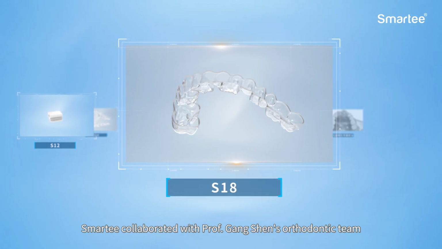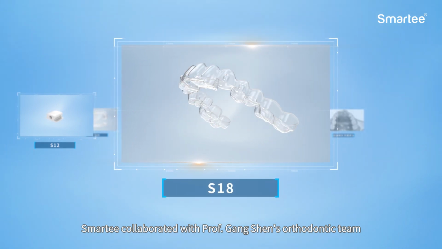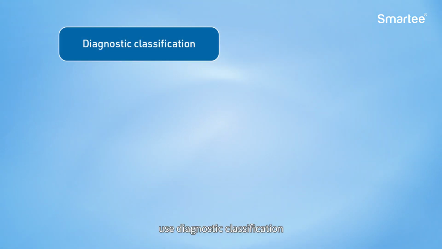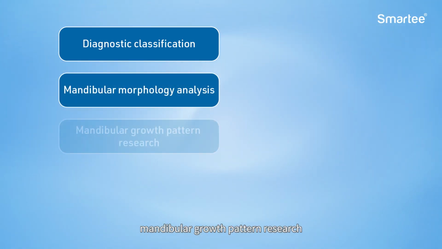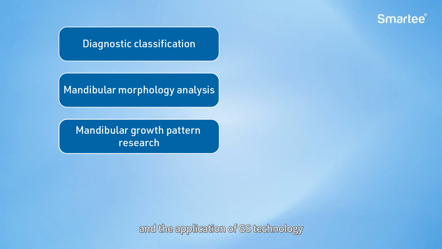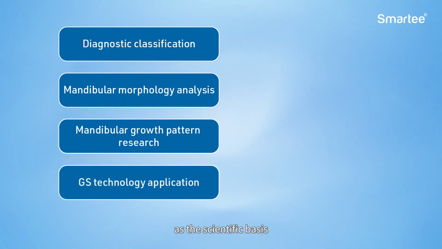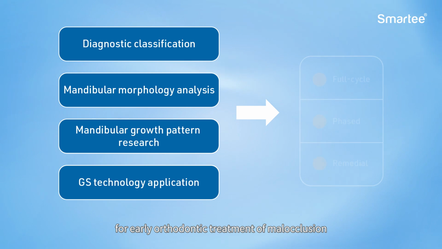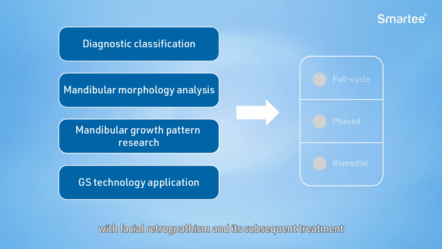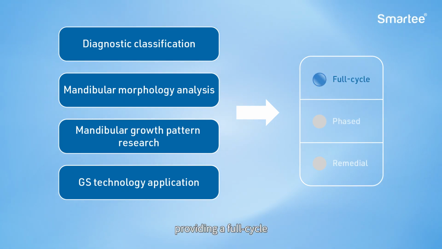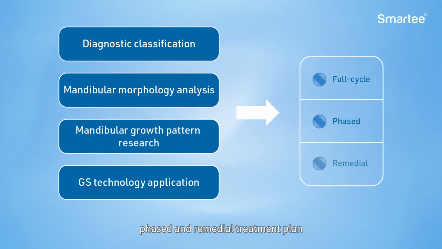SMART-T collaborated with Professor Gang Shen's orthodontic team, using diagnostic classification, mandibular morphology analysis, mandibular growth pattern research and the application of GS technology as the scientific basis for early orthodontic treatment of malocclusion with facial retrognathism and its subsequent treatment, providing a full cycle, phased and remedial treatment plan.